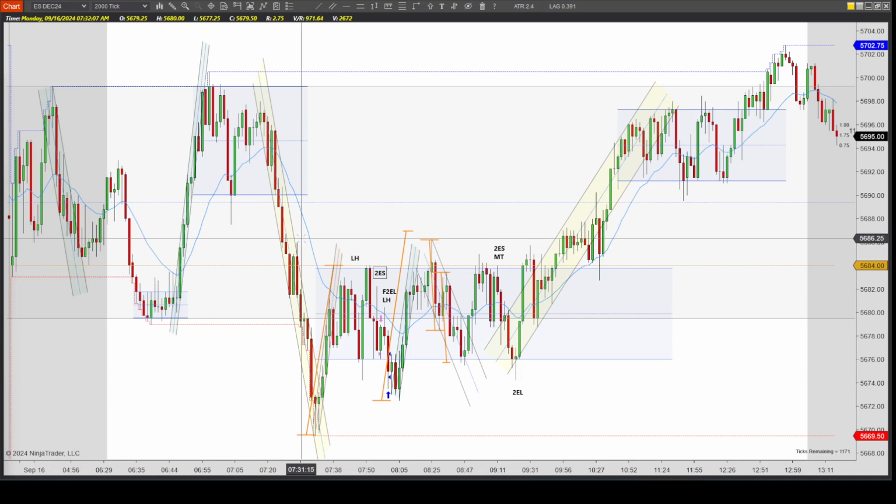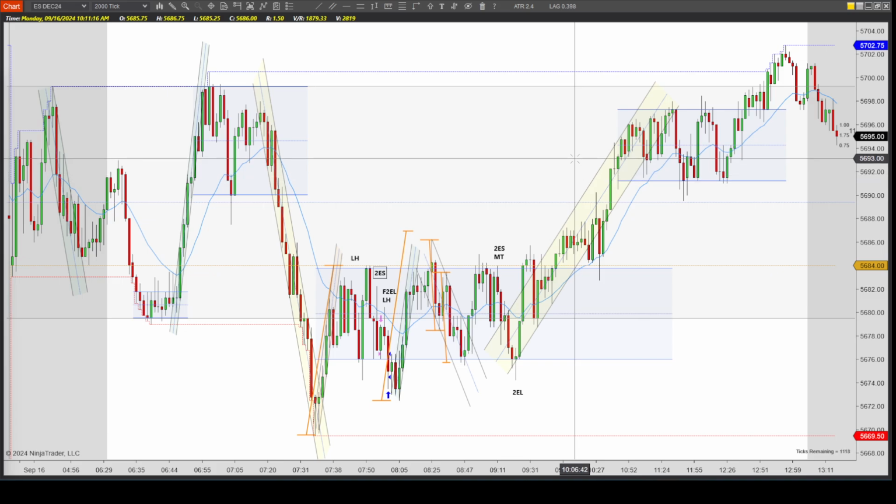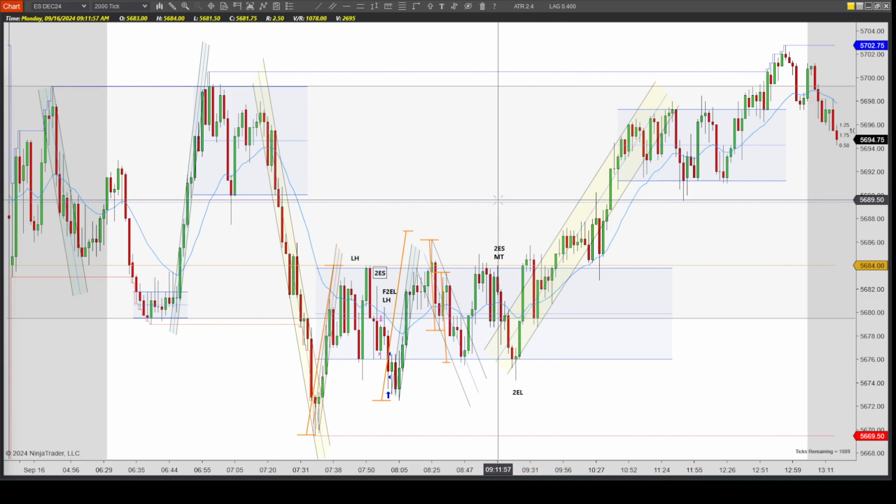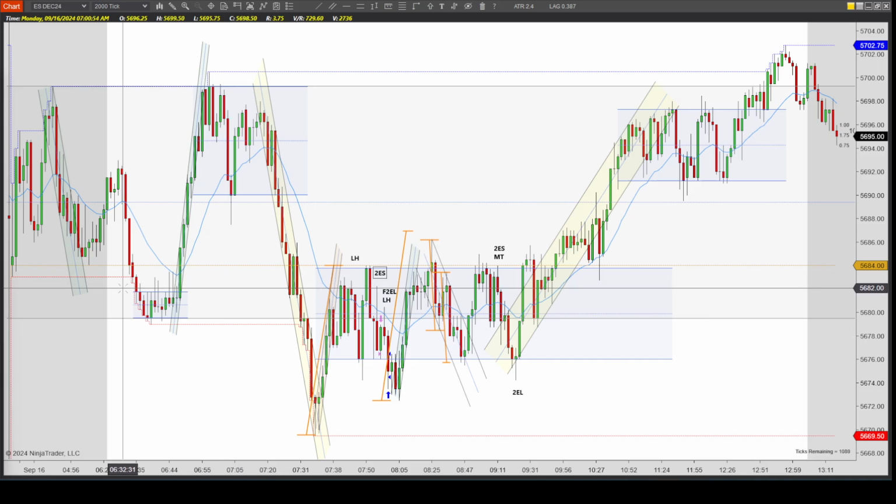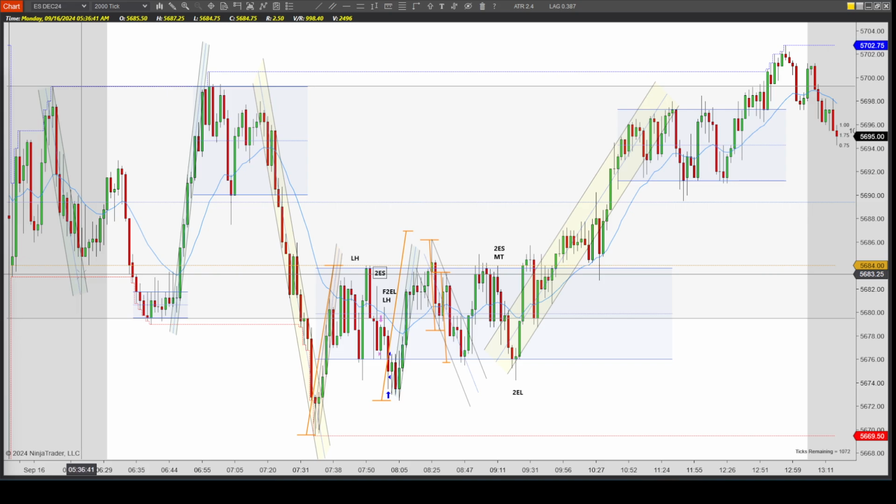September 16, 2024. This is the S&P 500 E-mini futures on the 2000 tick chart using NinjaTrader 8. There was no real economic data that came out except for maybe at 5:30, which is about right here. It was considered more of a mid-impact news. It was the Empire State Manufacturing Index, and as you can see, it didn't really do that much.